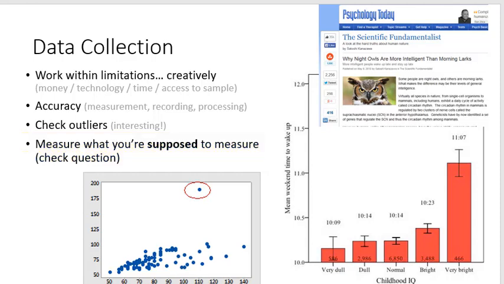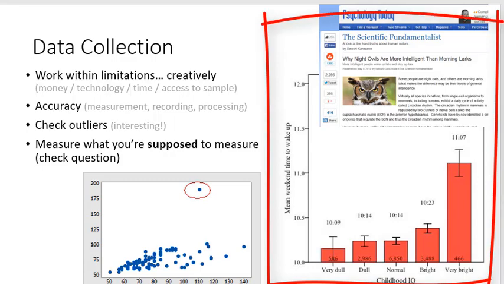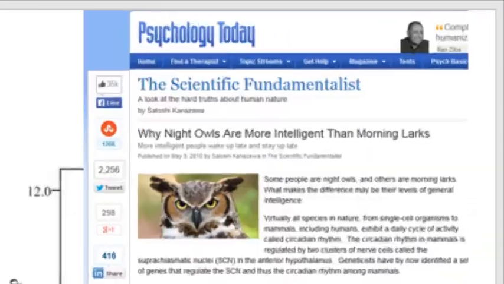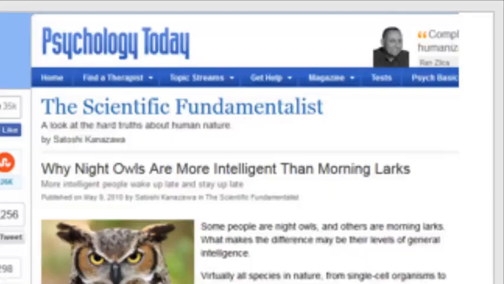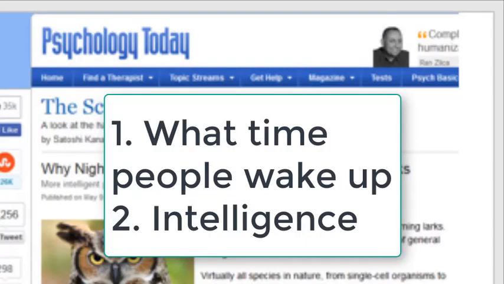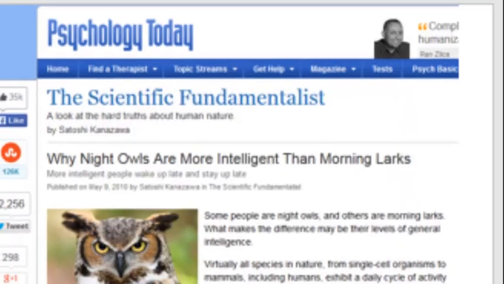When you collect data, you always want to revisit your question to make sure you're measuring what you are supposed to measure. Let's look again at this study we covered in How Science Works Part 1. If we were conducting a study to see if night owls are more intelligent than early birds, we would want to know two things. What time people get up in the morning to determine if they're a night owl or an early bird, and we would want to measure each person's intelligence.